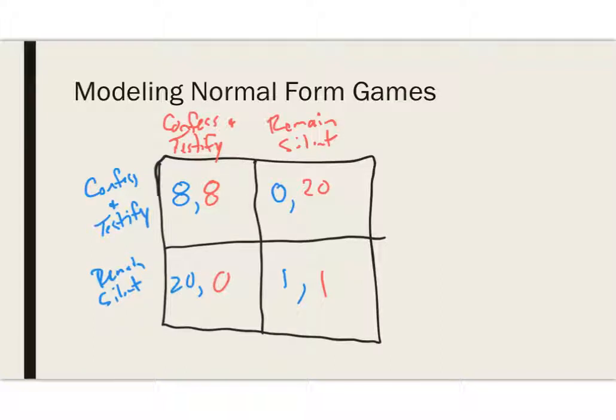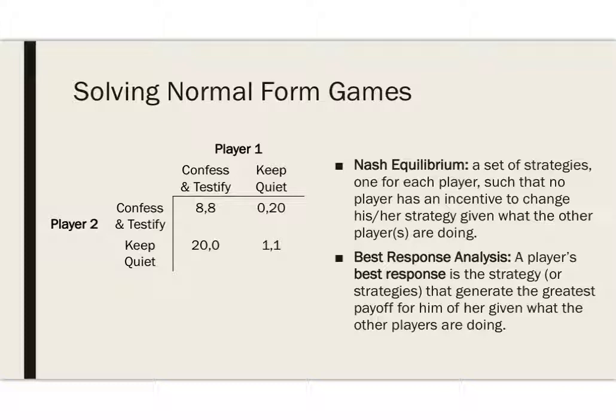Okay, so this is our normal form representation. It's called a game matrix. The left-hand payoffs are going to be associated with the row player, the right hand with the column player. The next slide we'll talk about how to solve this. Okay, so how to solve this.